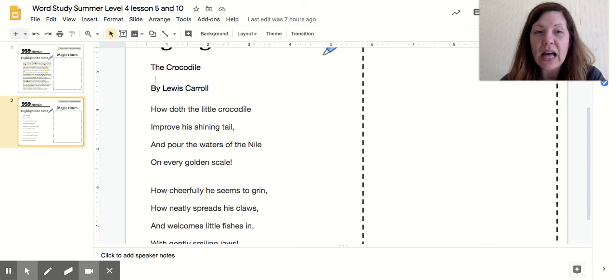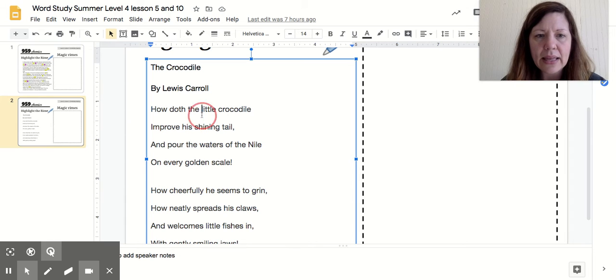Let's read the title and the author, and then we'll read these first two lines. The Crocodile by Lewis Carroll. How doth the little crocodile improve his shining tail? Let's look at the word little. What's the magic rhyme in little? So we're going to highlight that magic rhyme.